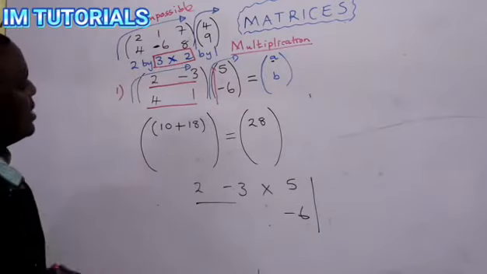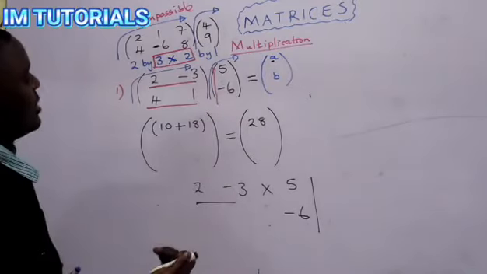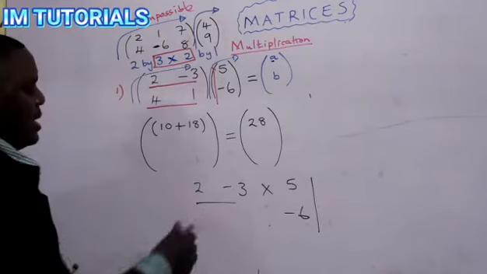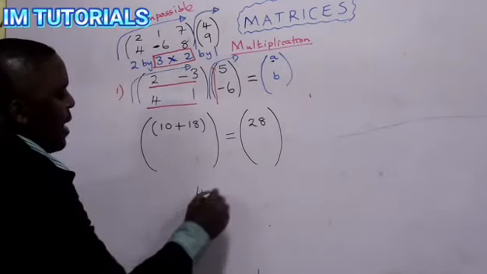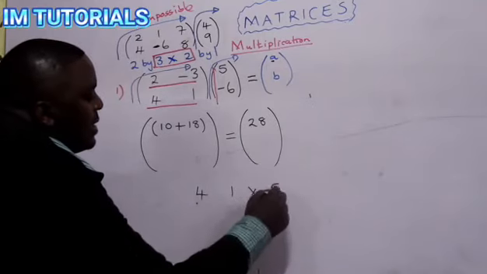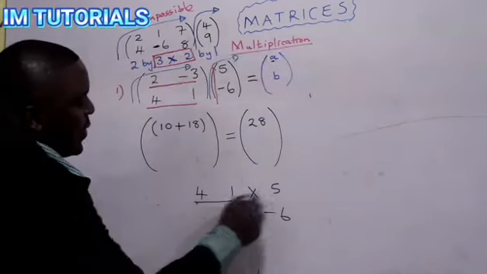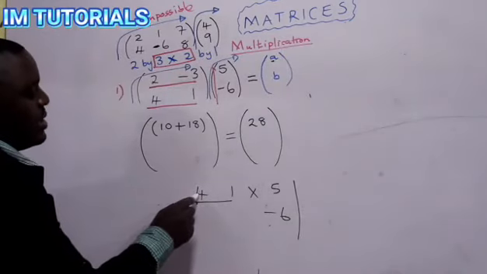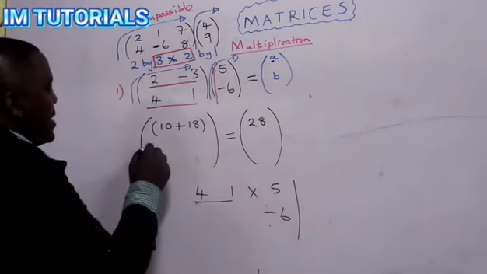Right, move on to B. B is the letter which is found at the bottom. So we use bottom row times column. So by bottom row times column, it means I'm going to take 4, 1 to multiply 5 and minus 6. So this is row and this is column. So the first number in the row is 4 to multiply the first number in the column, which is 5. So 4 times 5, you get 20.